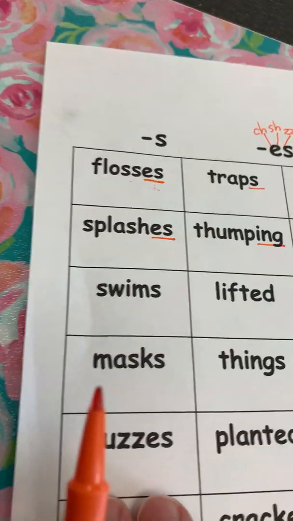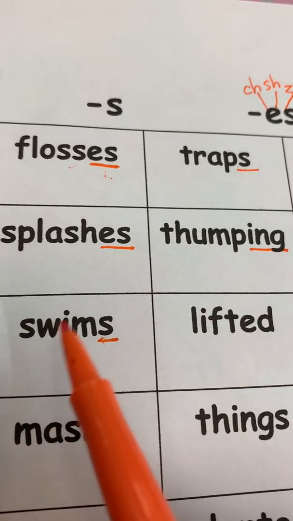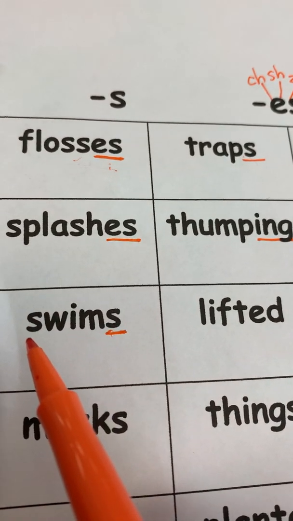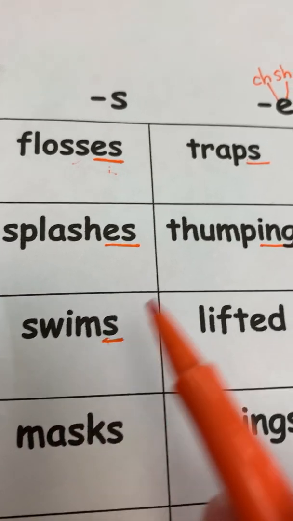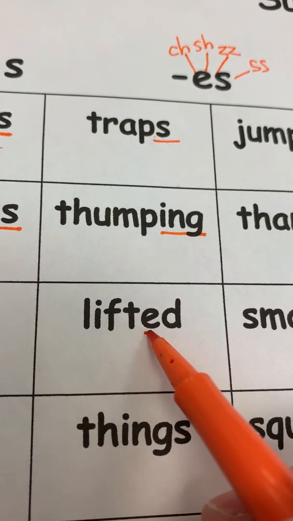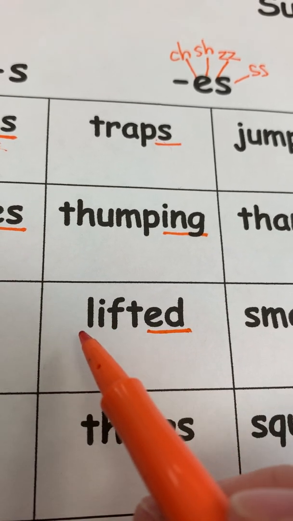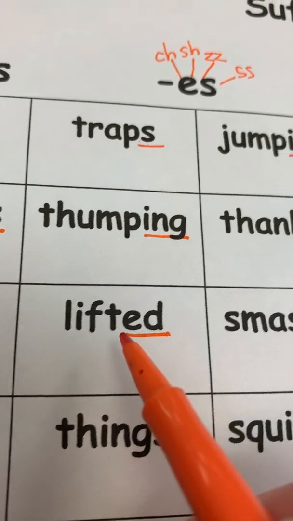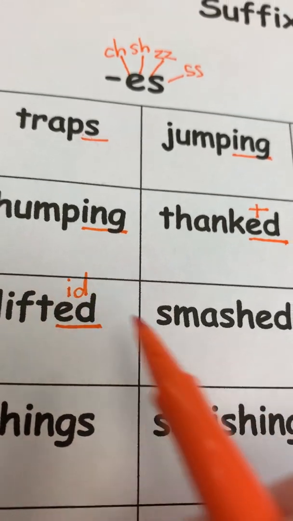We're going to go a little faster. I'm going to underline the suffix, and we're going to just go right to the left side of the word and blend it. Swim, swims. Let's underline the ed. Lift, lift. And I think that's going to say id. Lifted. Good.